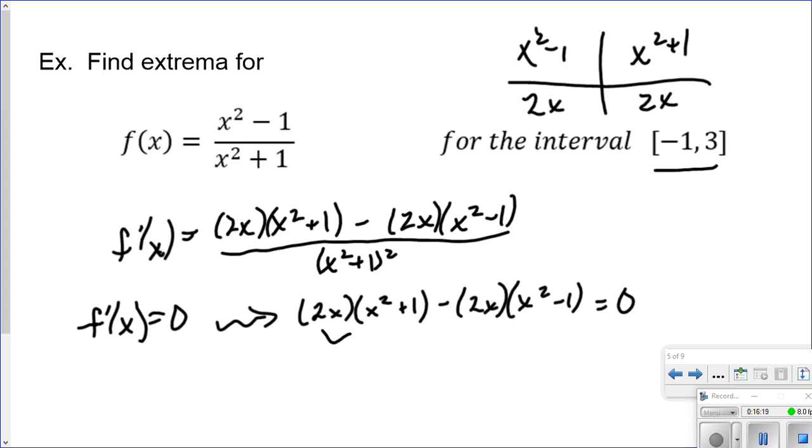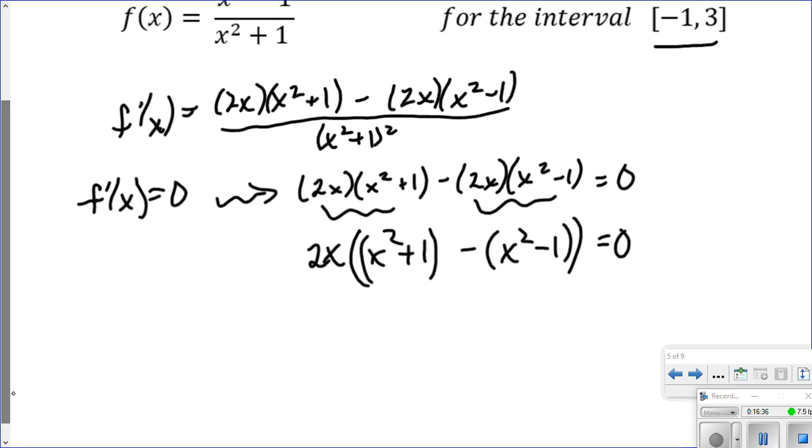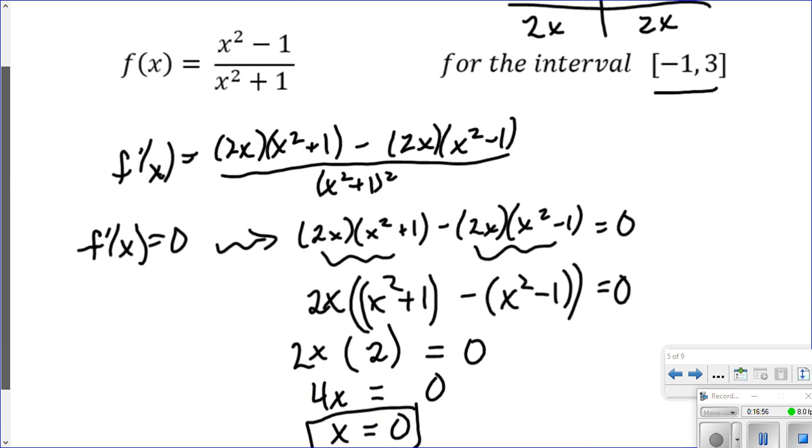To me, it looks like my greatest common factor is 2x, and that would leave me with x squared plus 1, take away x squared minus 1, that equals 0. This is smart math. So now I've got 2x, and in my brackets I've got x squared minus x squared and 1 plus 1, so I've got 2 basically, and that equals 0. So I've got 4x equals 0. I don't even have to multiply that. So x equals 0 is my only critical point. The only place that this derivative is equal to 0 is when x equals 0.